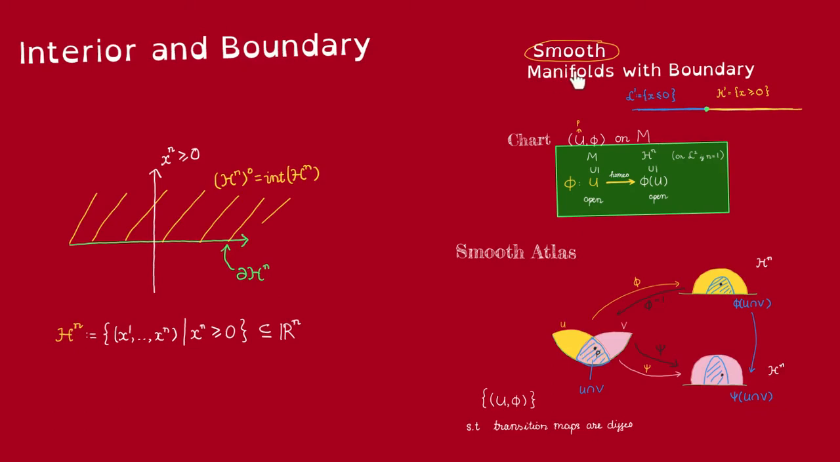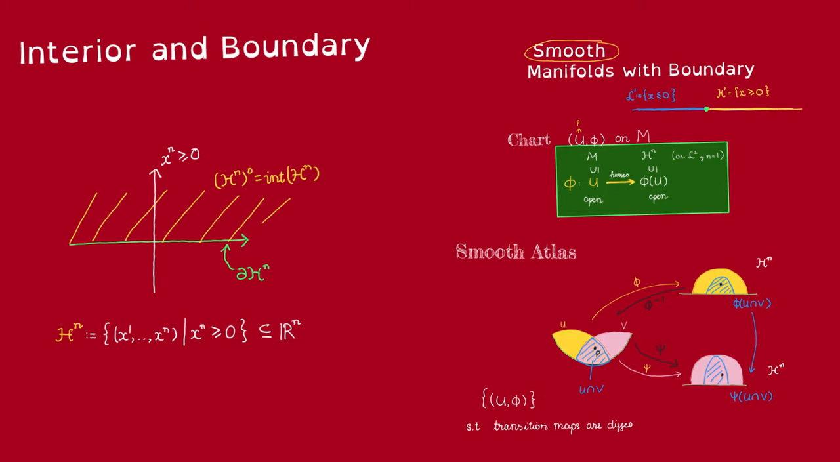Previously, we have defined smooth manifolds with boundary. These are second-countable Hausdorff topological spaces that are locally homeomorphic to the upper half space in such a way that the transition functions are smooth. Now, for such a manifold with boundary, not all points are created equal.